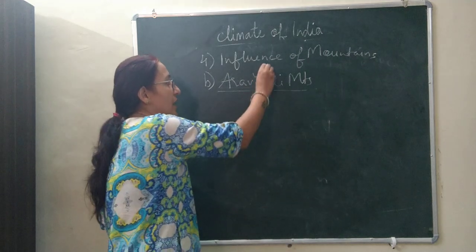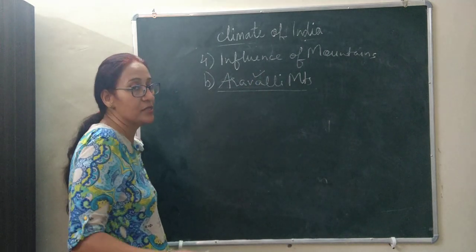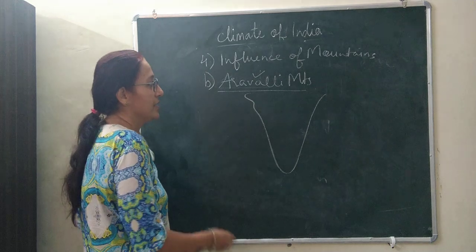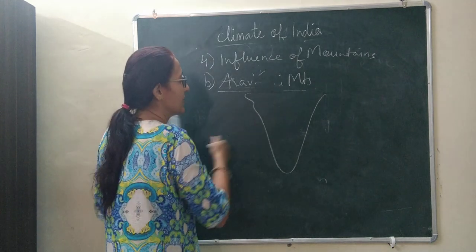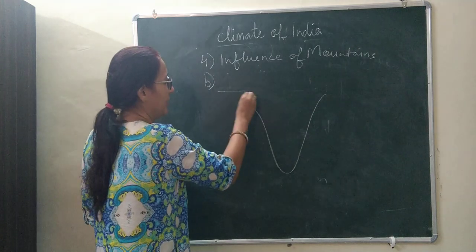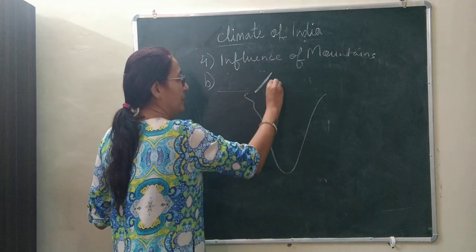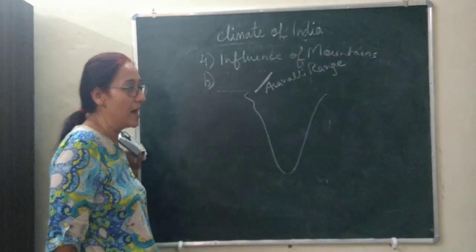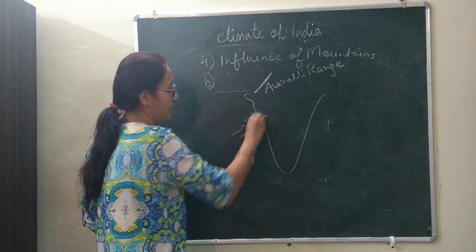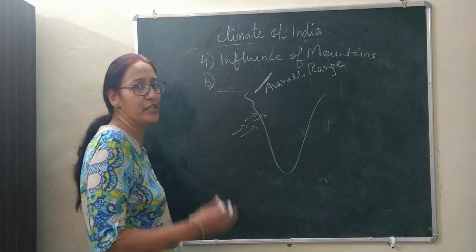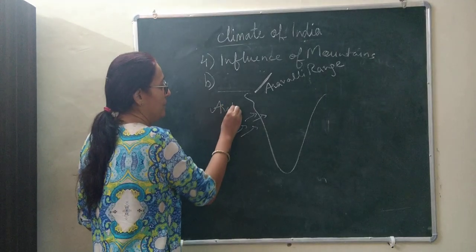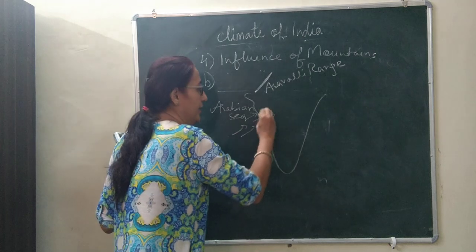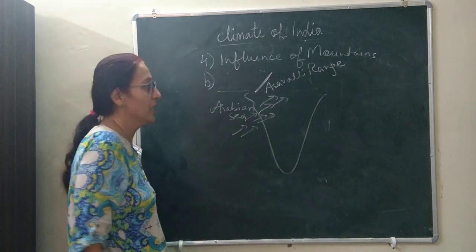How? First of all, Aravalli Range is considered as an old fold mountain. And where Aravalli mountain is present? Yes, in Rajasthan. This is Aravalli Range in Rajasthan, and when southwest monsoon winds enter in India, first these winds collect moisture from Arabian Sea and give rainfall in different parts of India.